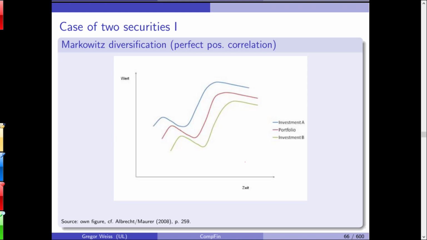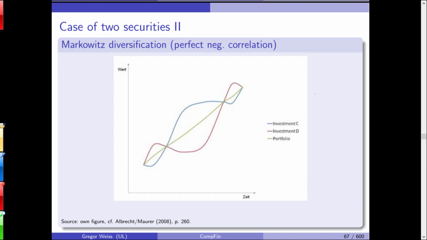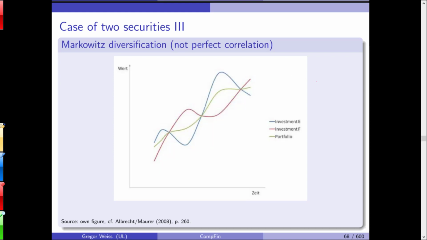So this is the first case of two securities, perfect positive correlation, aka the correlation coefficient is 1. Now what will happen? The second case is perfect negative correlation, meaning that if investment C goes up by €1, investment D will go down €1. So this is rho equal to -1. And this is the third case, somewhere in between, not a perfect positive or negative correlation. So it might be that they move in line for some time and in parallel for some time, but then they also change again.